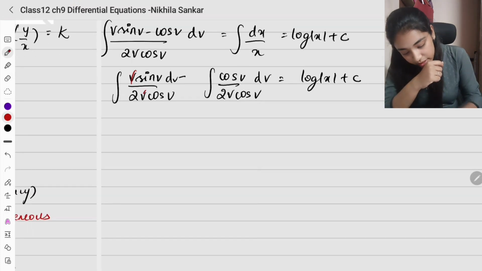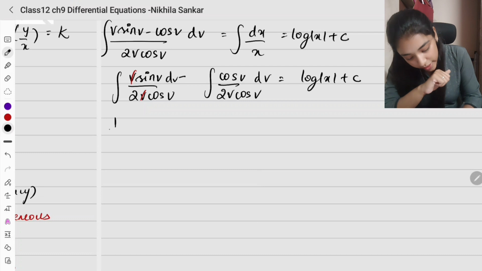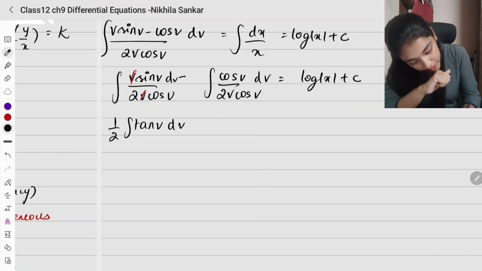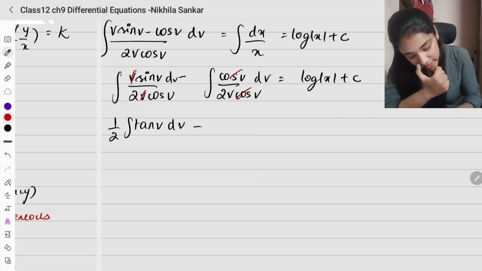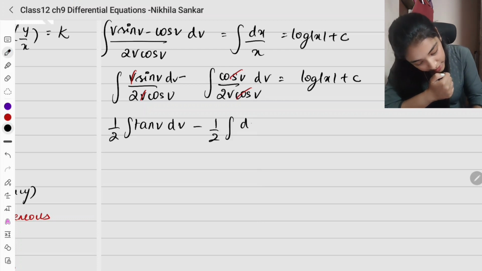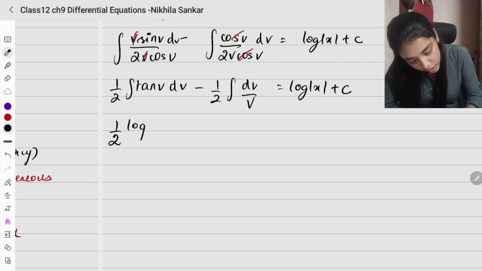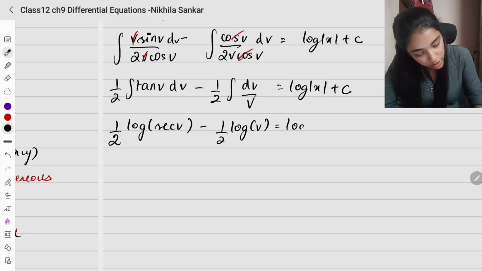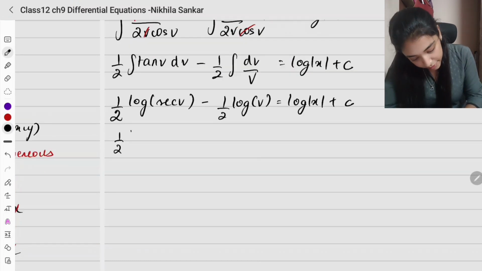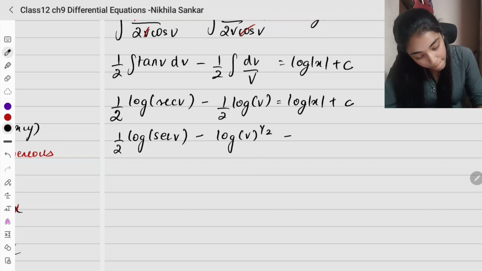So here I have v and the v gets cancelled. Sin by cos is going to be tan. So I have 1 by 2 integral tan v dv minus, in this place cos v and cos v get cancelled. So I'll be left with 1 by 2 integral dv by v equals log mod x plus c. So I have half, the integral of tan is going to be log of secant. Log of secant v minus half log v equals log mod x plus c. Half log of secant v minus, the half and the power get to open. So I have log of v to the power half minus log mod x equals c.